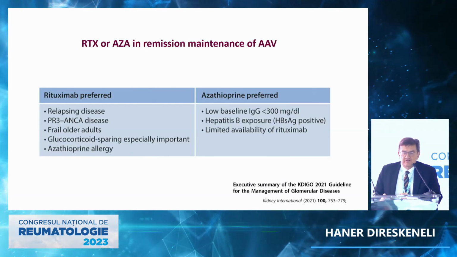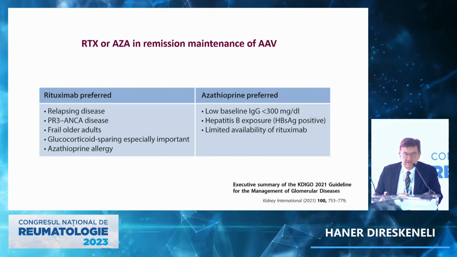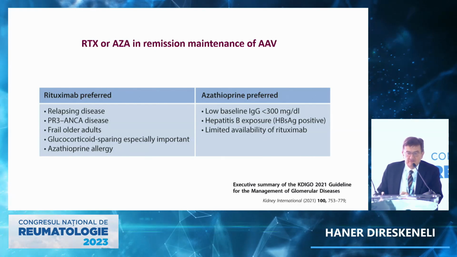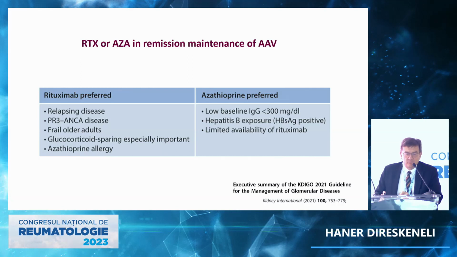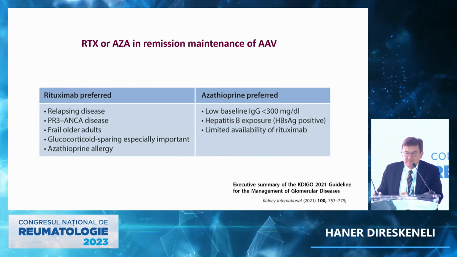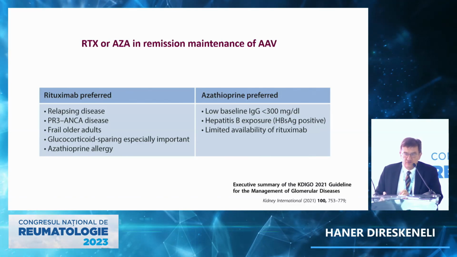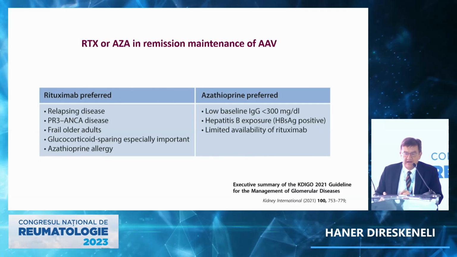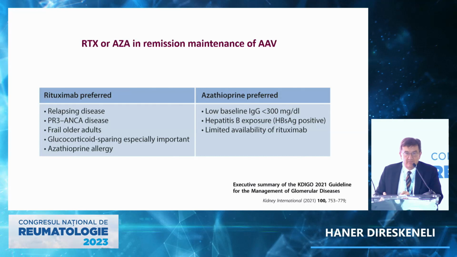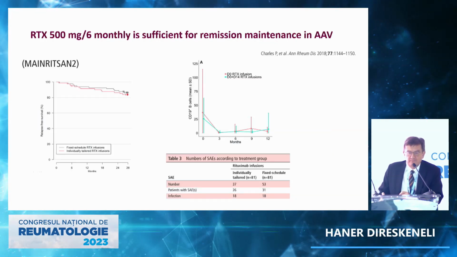Which drug to use in the remission? Rituximab is preferred in relapsing disease, PR3 ANCA disease, frail older adults, when glucocorticoid sparing is important, and when there is azathioprine allergy. Azathioprine is preferred usually when there is a contraindication or cost issues with rituximab. And this is mainly low IgG levels, hypogammaglobulinemia, and in some cases, hepatitis B exposure.